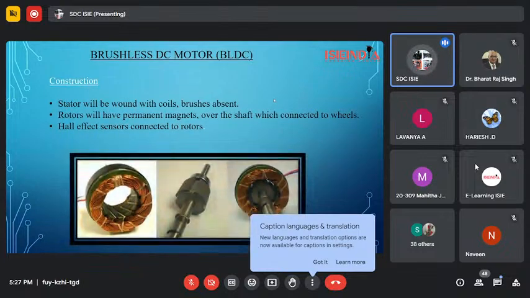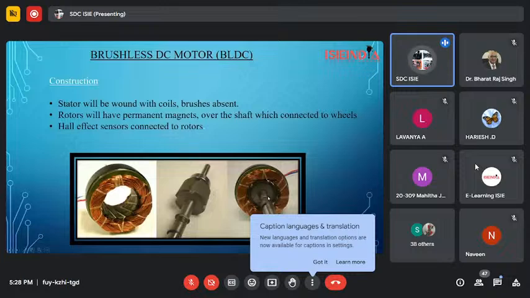So in the BLDC motor, what's happening? The stator will be wound with coils and brushes are absent, right? So the stator is wound with coil. As we can see, the coil is wound here on the stator, and the rotor will have a permanent magnet. So this rotor will rotate and we'll connect our wheels to the shaft, right?